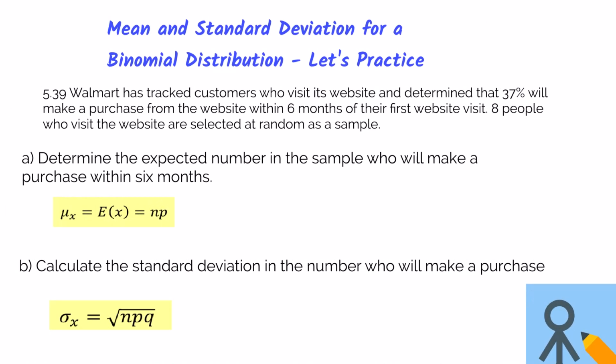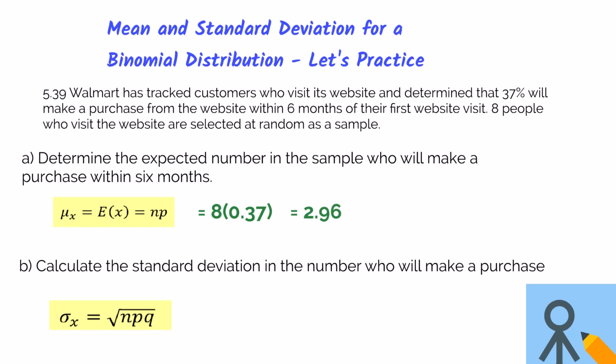On problem 5.39, Walmart has tracked customers who visit its website and determined that 37% will make a purchase from the website within 6 months of their first visit. 8 people who visit the website are selected at random as a sample. In A, determine the expected number in the sample who will make a purchase within 6 months. So here are the formulas we just discussed. We're going to plug the right values into the right place. We take 8 for N, which is the number of people that visited the website, and 0.37 for the probability that a customer makes a purchase, and we get 2.96 for the expected value.